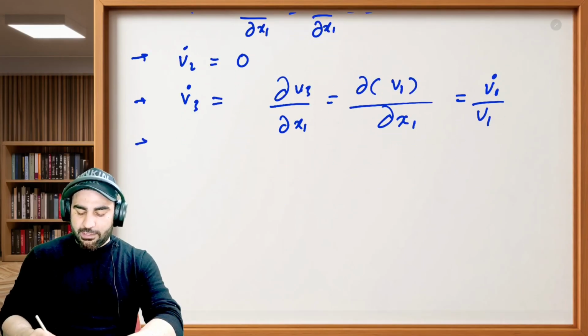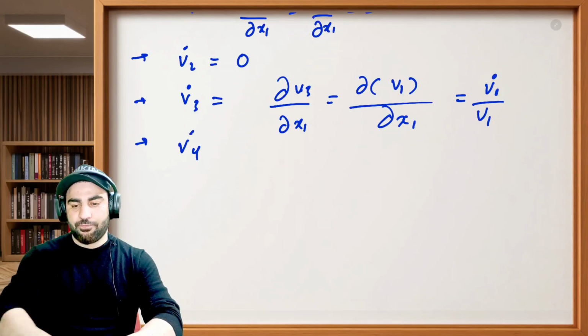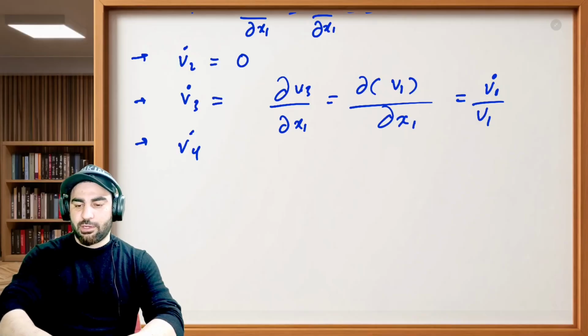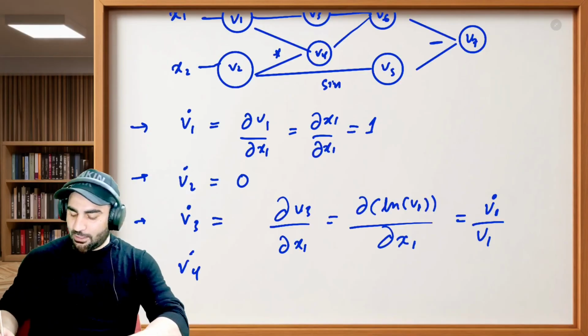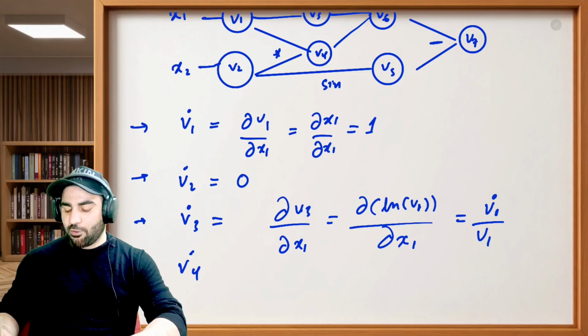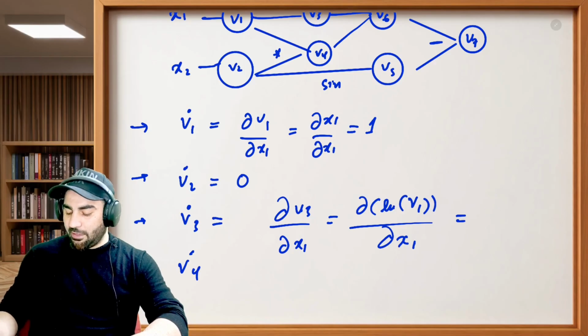Similarly, if I want to find v4, yes, we have a question over here. Yes, please. There is a minor mistake here: it is log of v1, not just v1. So we applied log on this. This was equal to 1 divided by v1, and then by the chain rule, it should be the derivative of the whole expression inside, v1 with respect to x1. So this can be written as v1 dot, and I wrote it like this.